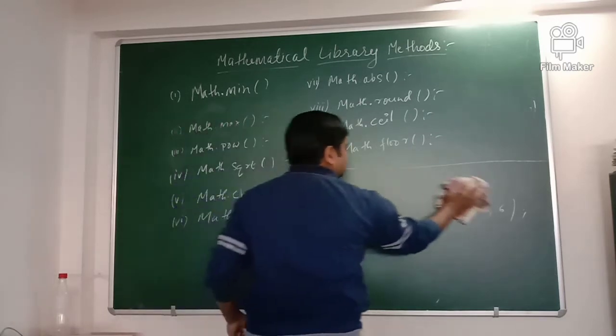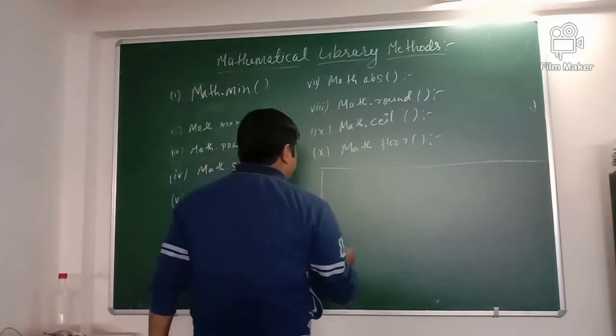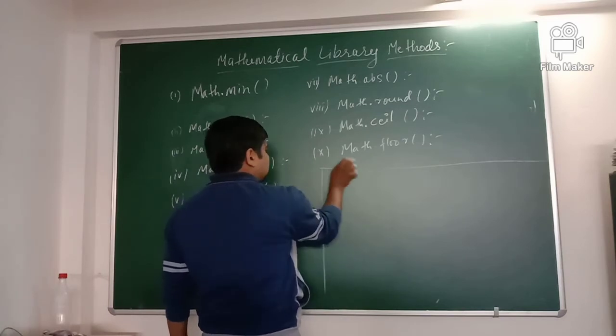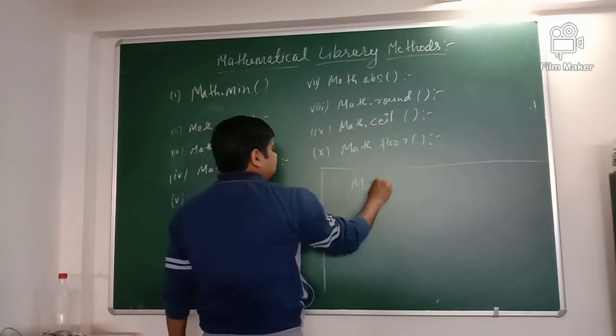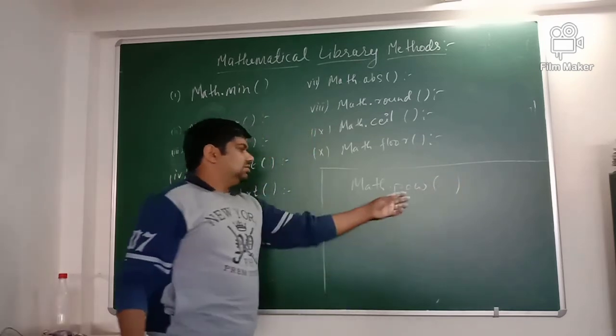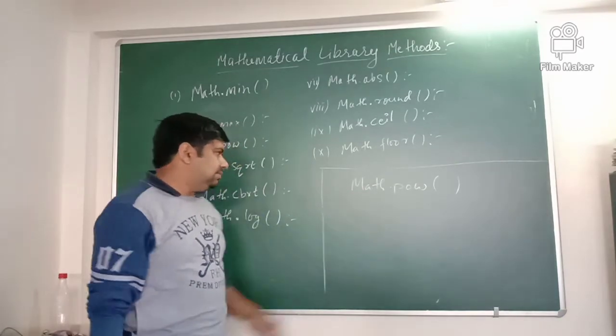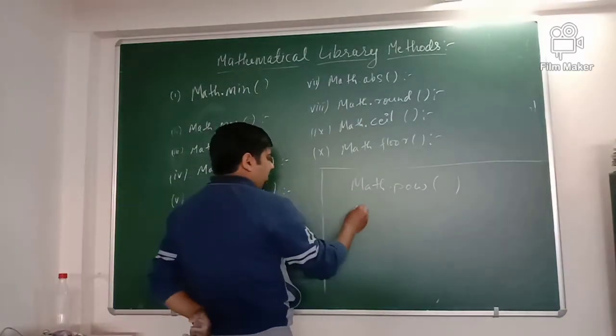Math.max. So next, a very important thing out here is this one, math.pow. So the pow is a short form of a power. If you have to find a power of any number, we can simply write it down out here.